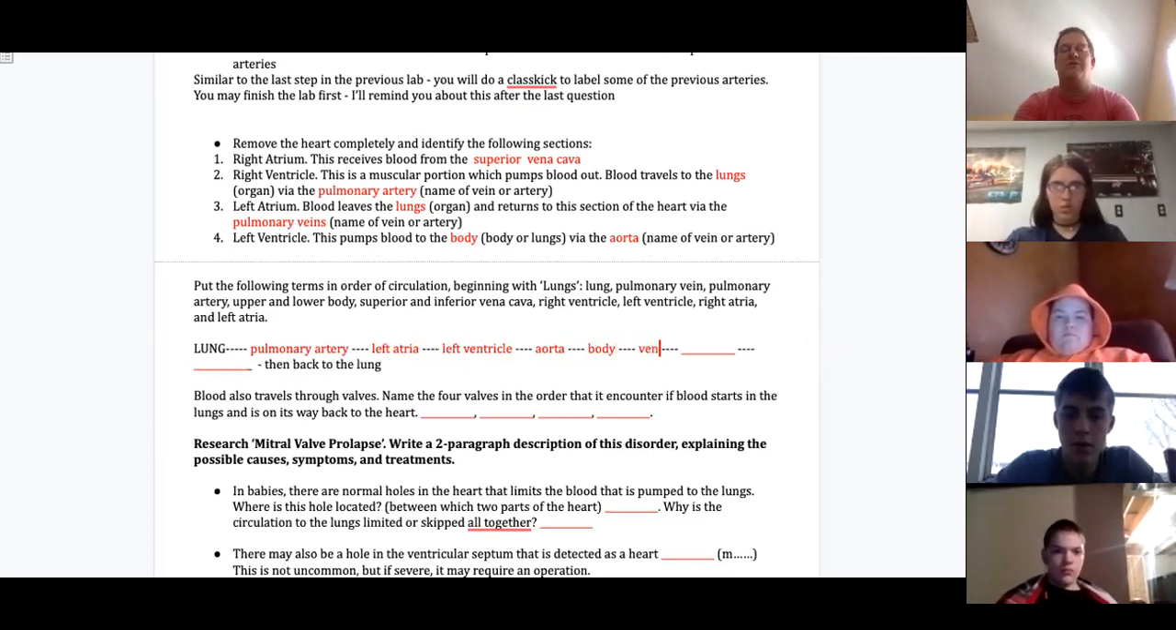Body comes back through the vena cavas. So here it's superior and inferior vena cava. Vena cava. Right. And as we said, that leads into the right atria, to the right ventricle, and then finally back to the lung.